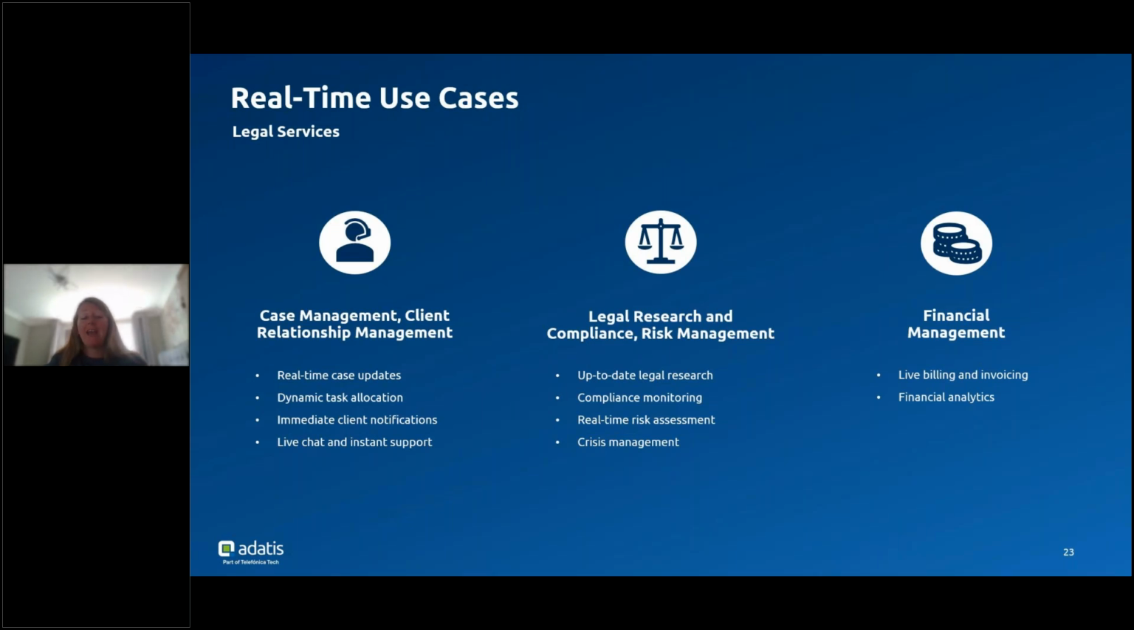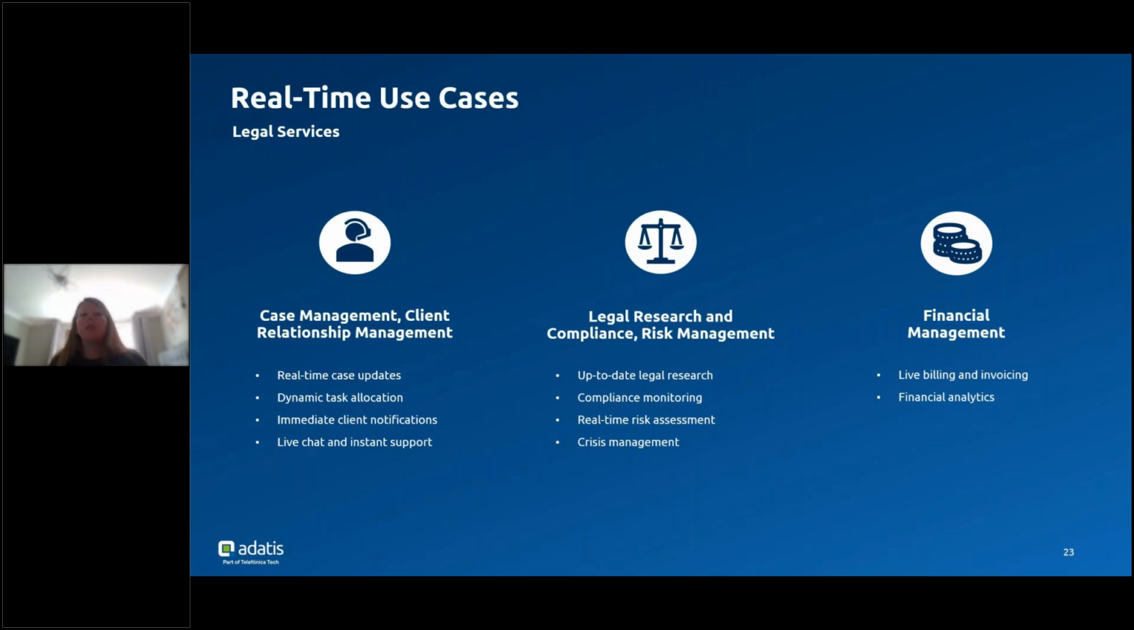So you've got dynamic task allocation. Workloads can be managed more effectively by allocating tasks dynamically based on real-time data about current workloads and deadlines. You've got your client relationship management. You've got your immediate client notifications. You've got live chat and instant support. Offering real-time chat support on their platforms allows clients to get immediate answers to their questions, improving their experience and engagement.